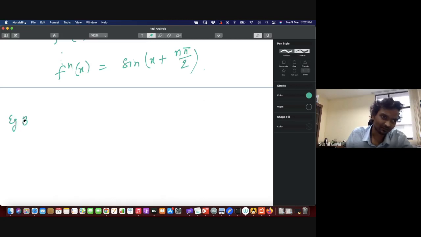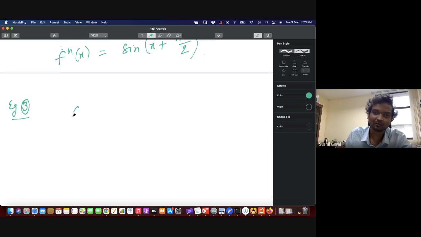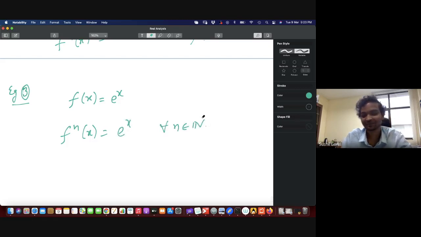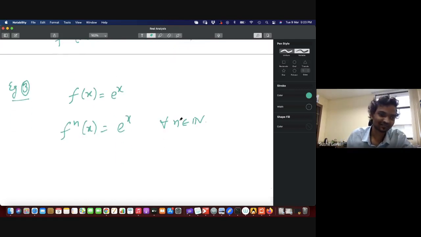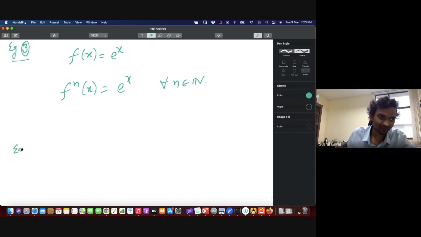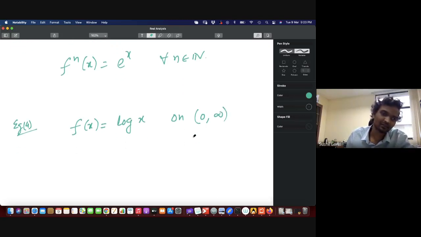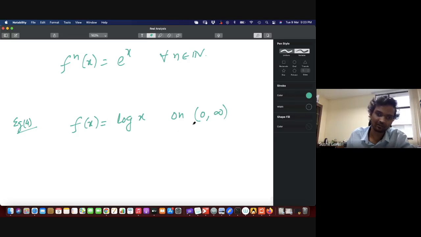Example 3: f(x) equals exponential x, and this is very easy. All f^(n)(x) will be e to the power x for all n, right? Example 4: f(x) equals log x, where this function is defined on 0 to infinity. It is not defined on the negative axis, nor at the point 0.